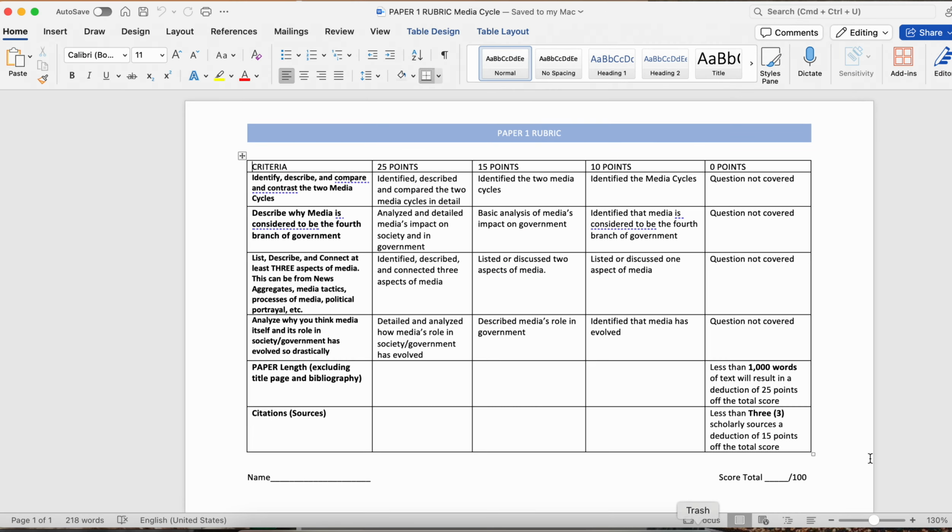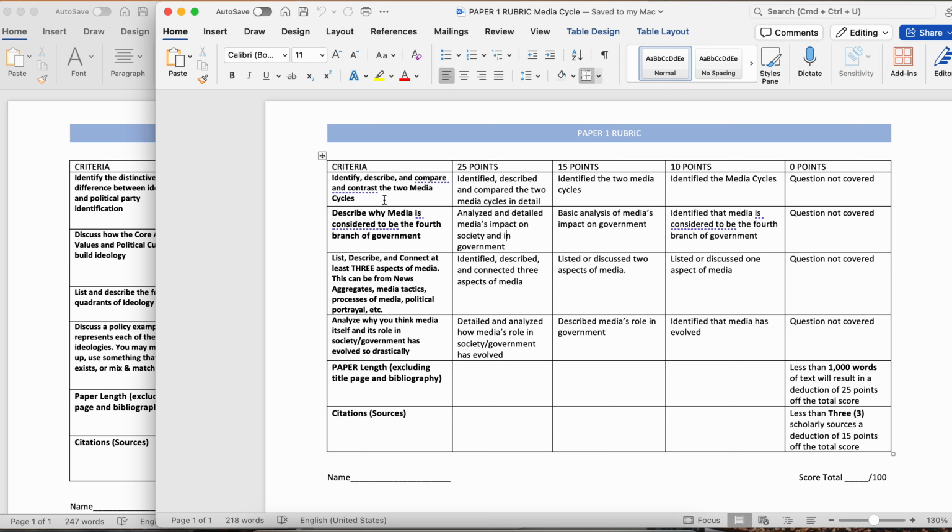Please remember that I'm not giving you a prompt. This is your prompt, right? This is the question. Can you identify, describe, compare, and contrast the cycles? Can you describe why media is considered to be the fourth branch? Can you do those things? So this is your prompt. The rubric is your prompt.